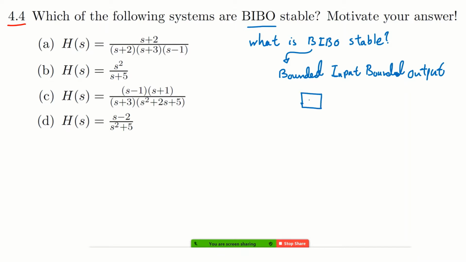Just consider a system like this, and consider the input is x of t, and the output is y of t. A system is BIBO stable if the input is bounded and the output is also bounded. So if this is bounded, then this is also bounded. This is what BIBO stable means. But how can we find a system is BIBO stable?